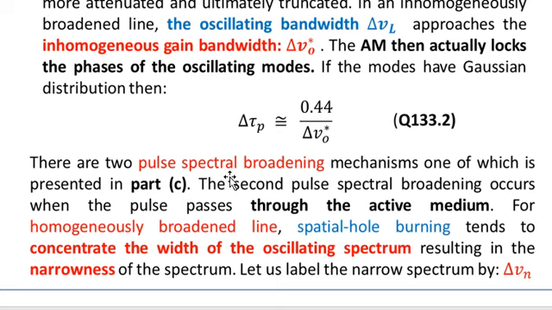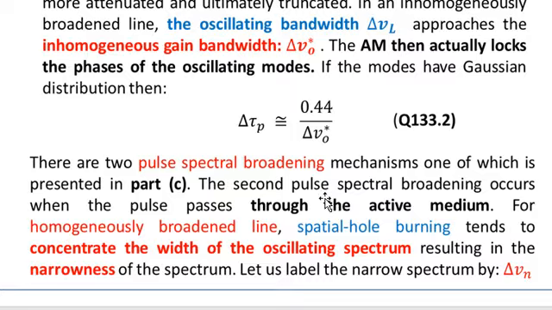So there are two pulse spectral broadening mechanisms, one of which is presented in part number C. That is, a slight mismatch of the modulator frequency can result in a slight narrowness of the pulses in the time domain. And when the pulses are narrowed down in the time domain, it means that they are broadened in the spectral domain. So one reason has been presented in part number C.